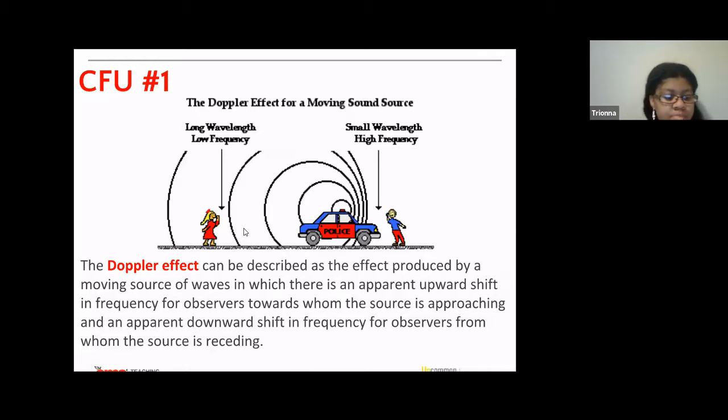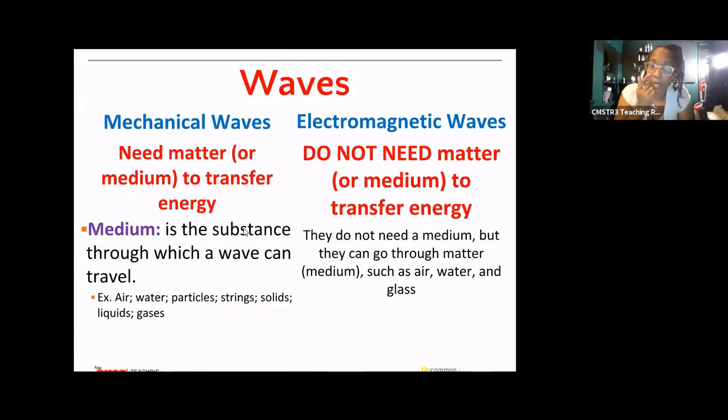Now a couple other things, because I want to make sure we have time to practice the equation. There are 2 types of waves. So we just talked about electromagnetic, which do not need matter or any medium to transfer their energy. So everything that is light can just pass right on through. It does not have to carry anything else with it.